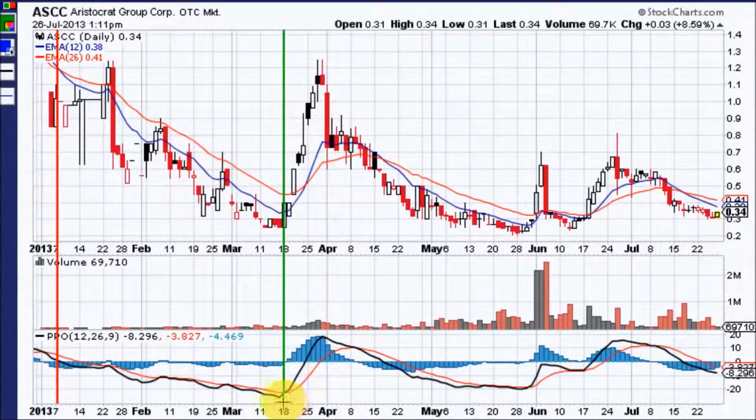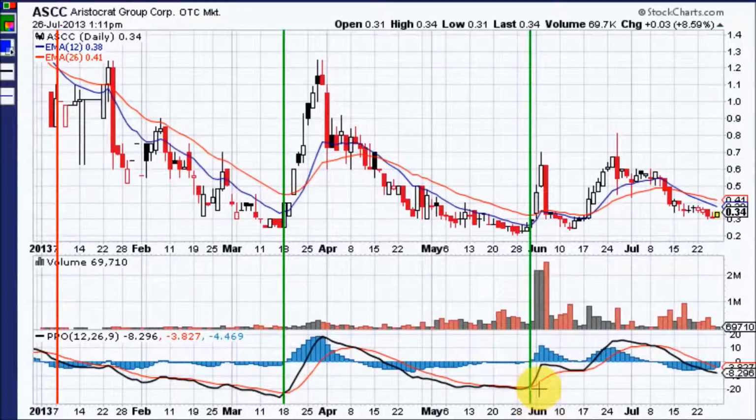The first buy signal comes right here because the PPO is below the red signal line and then crosses up through it. At the same time, the histogram, the bars in blue down here, are below zero, and it crosses up through it and takes off. And the stock runs from about 20 cents to about $1.20 on that one signal alone. Let's look at the next buy signal. It came right here.